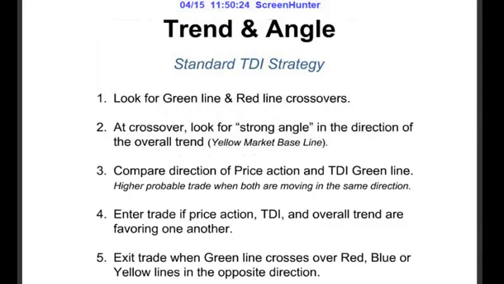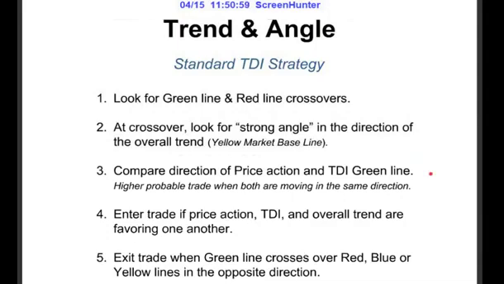Now, the trend and angle is the standard TDI strategy, and there are 5 key steps to doing this particular strategy. We're going to simply look for green line and red line crossovers. And at the crossover, what we're looking for is strong angle in the direction of the overall trend. Now, remember when I said the overall trend, that is the market baseline. The yellow market baseline represents that overall trend direction. That's what we're looking for, okay?